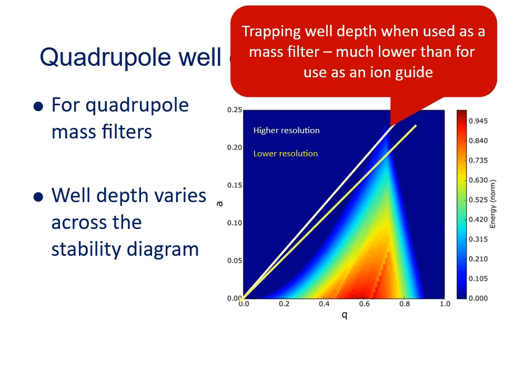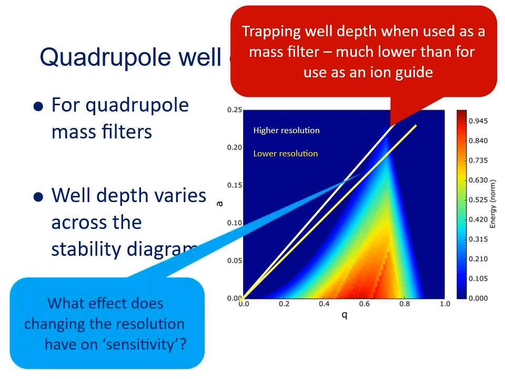Now if we were to reduce the resolution of this quadrupole, that would simply mean changing the angle of the scan line so that it passes through a thicker part of the tip of the stability diagram. But you can see that will also involve increasing the trapping well depth that ions see as they pass through that quadrupole. So what effect will this have on the sensitivity?